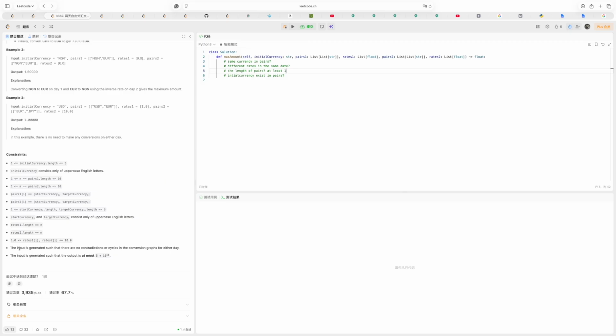The input is generated such that there are no contradictions or cycles in the conversion graph for either day. Okay, so I think same currency will be no. Yeah, there's no cycle in each day. And no contradictions. So yeah.